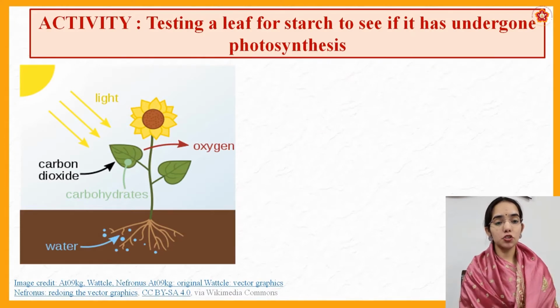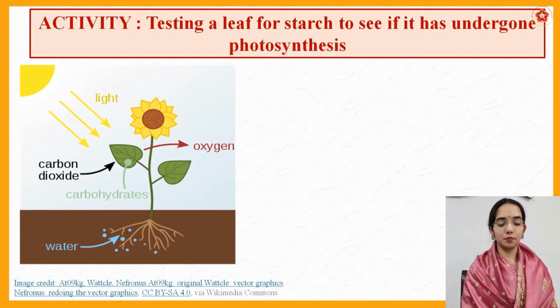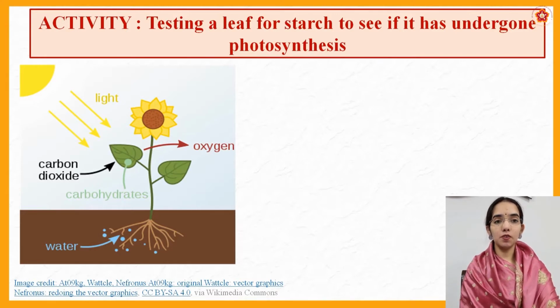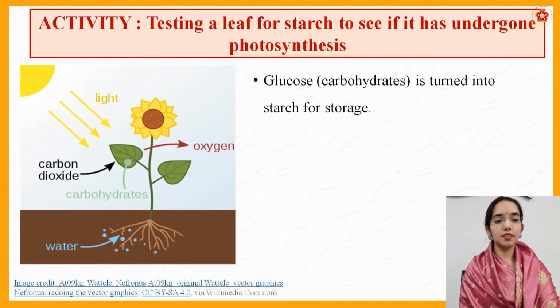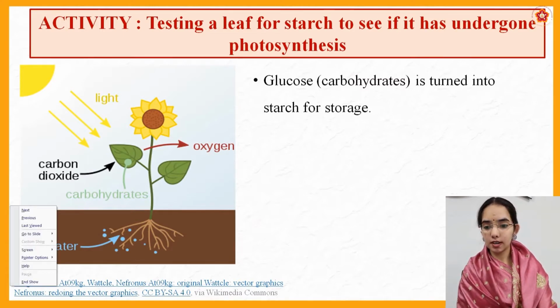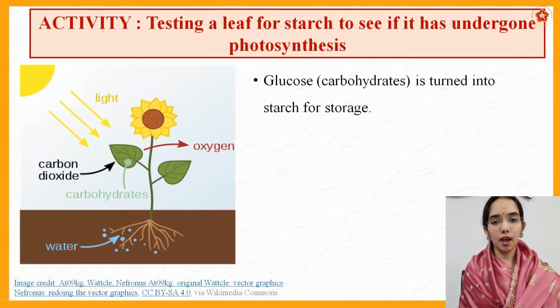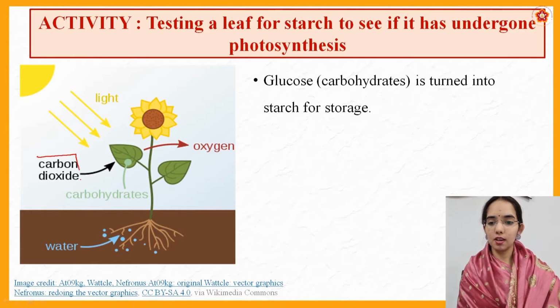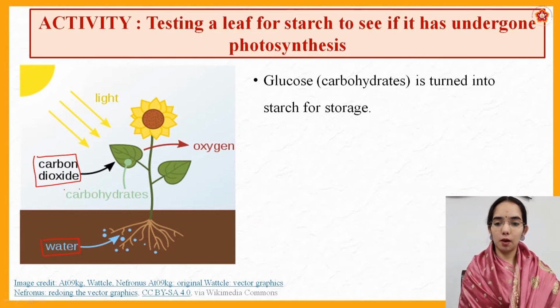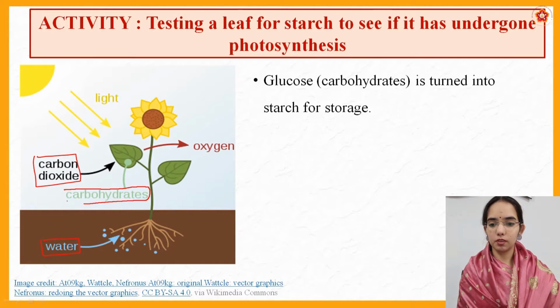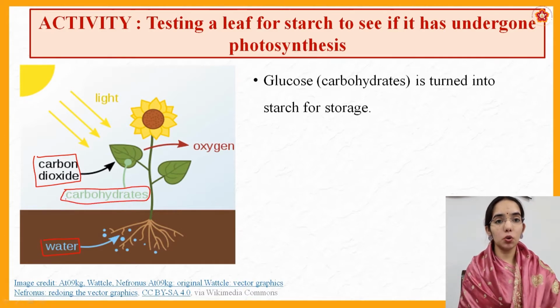Testing a leaf for starch to see if it has undergone photosynthesis. We have studied in the previous class that glucose is turned into starch for storage. Right, students? What did we study in the previous class? We had studied that raw material like carbon dioxide and water, as you can see in the diagram, gets converted into carbohydrates and oxygen. Right, and this carbohydrate is called glucose and it is stored in the form of starch.